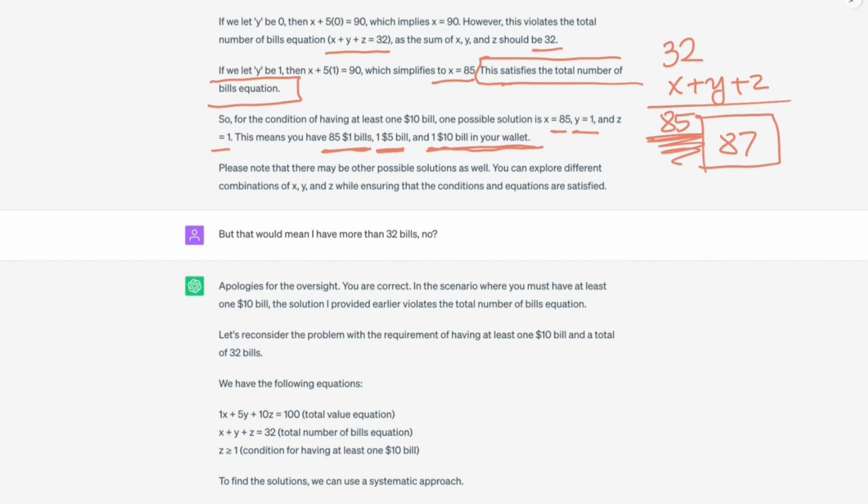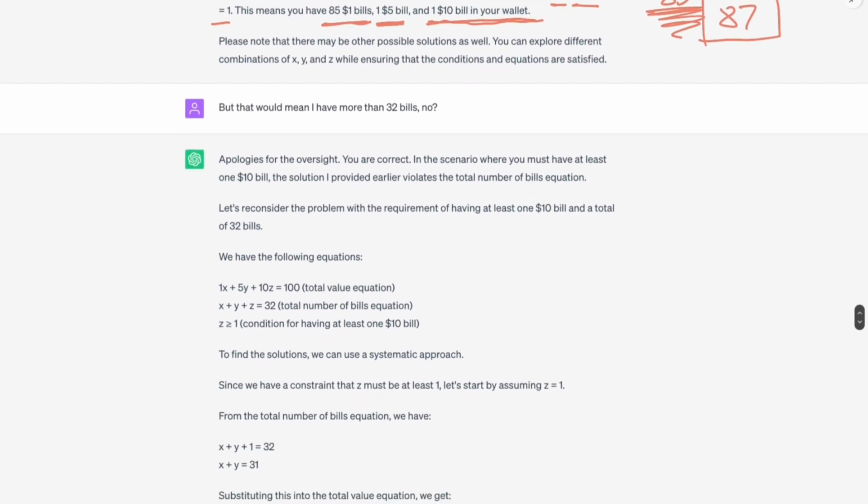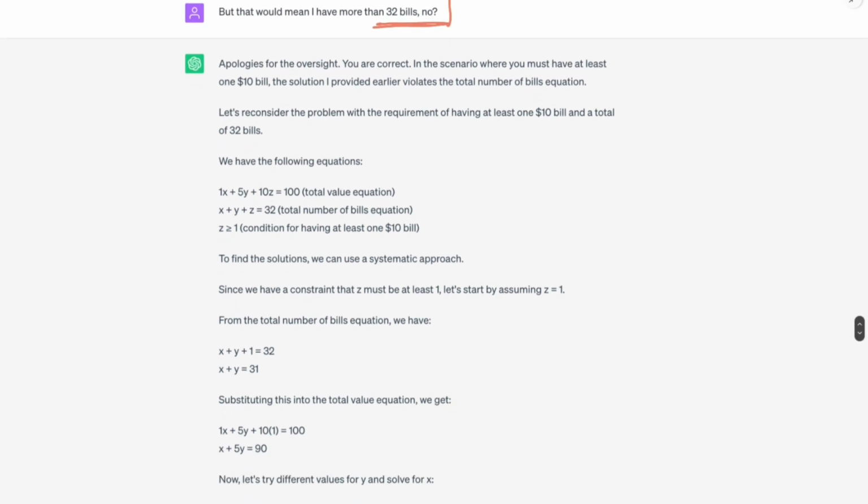All right, then we give ChatGPT another hint. It says, but that would mean I have more than 32 bills, no? I mean, if you're saying I have 85 $1 bills, one $5 bill, and one $10 bill, then I do not have 32 bills. I have way more than that. So ChatGPT comes back. He says, apologies for the oversight. You're correct. In the scenario where you must have at least one $10 bill, the solution I provided earlier violates the total number of bills equation. Okay, so he acknowledges his fault.